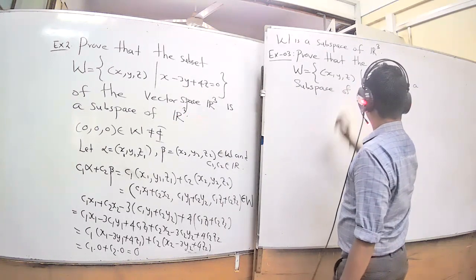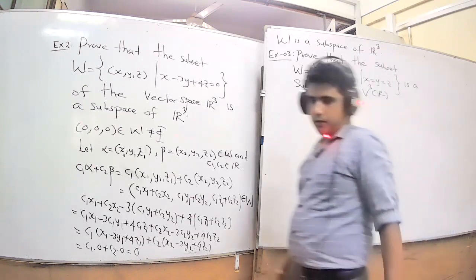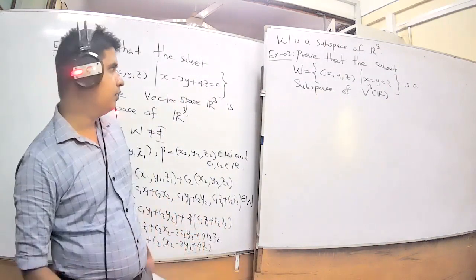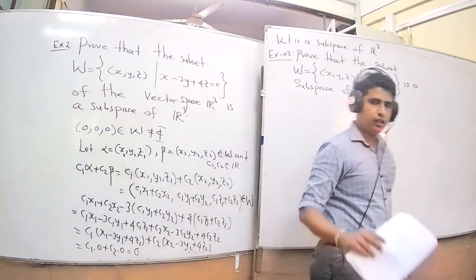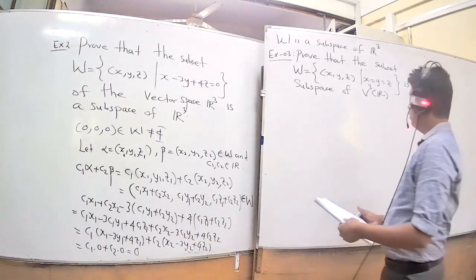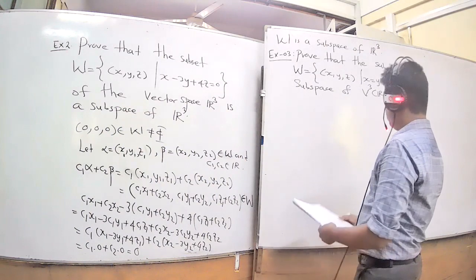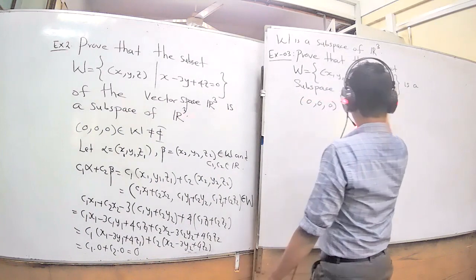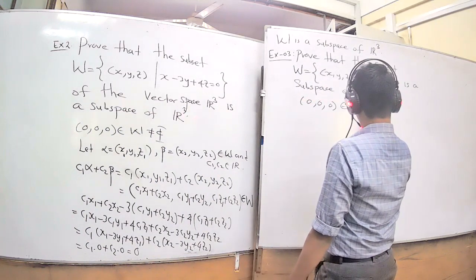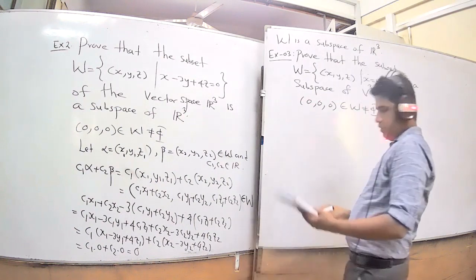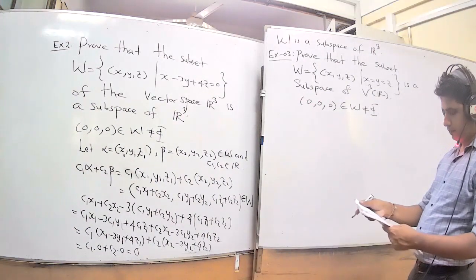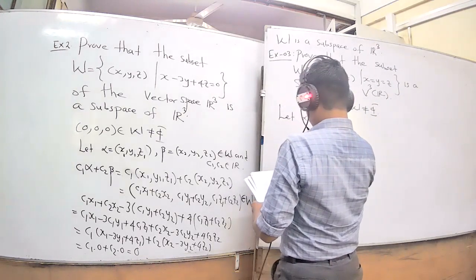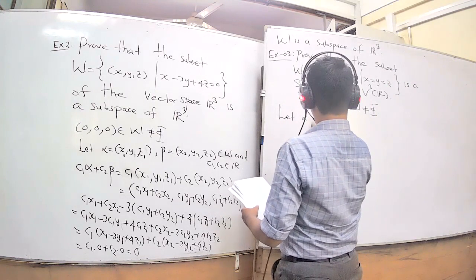R cube means triples. R2 means there are two elements, the Cartesian product. So the claim is you want to show that W is a subspace. First, obviously (0, 0, 0) satisfies this condition, therefore it belongs to W, therefore it is non-empty.